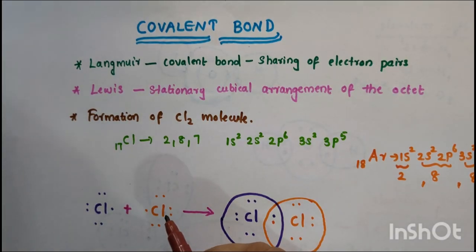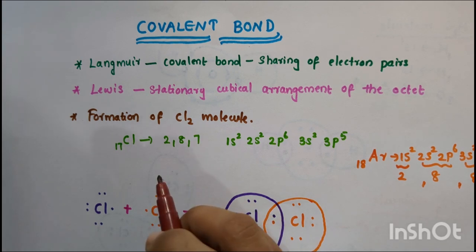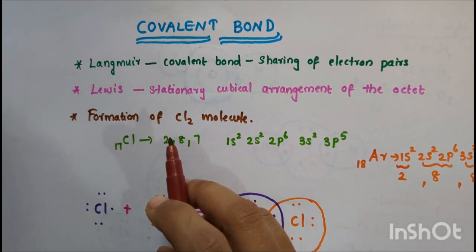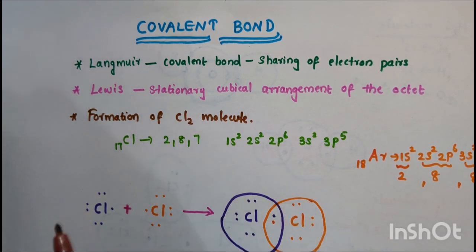Hello everyone. In this video, we are going to discuss covalent bond from Chapter 4, Chemical Bonding and Molecular Structure, Class 11 Chemistry. We have already discussed the Kossel-Lewis approach to chemical bonding, which is available in the playlist, and now we are going to discuss covalent bond.